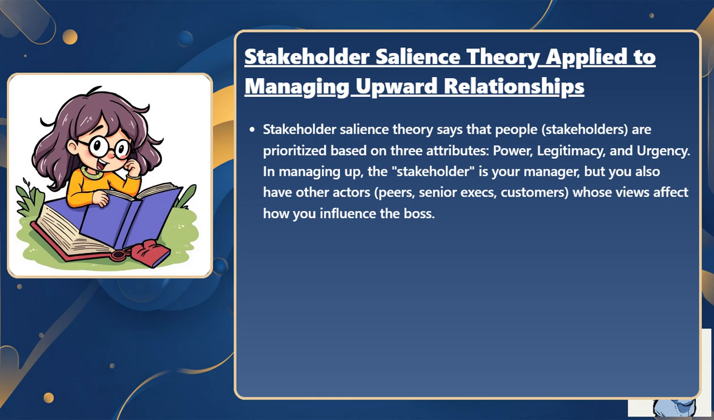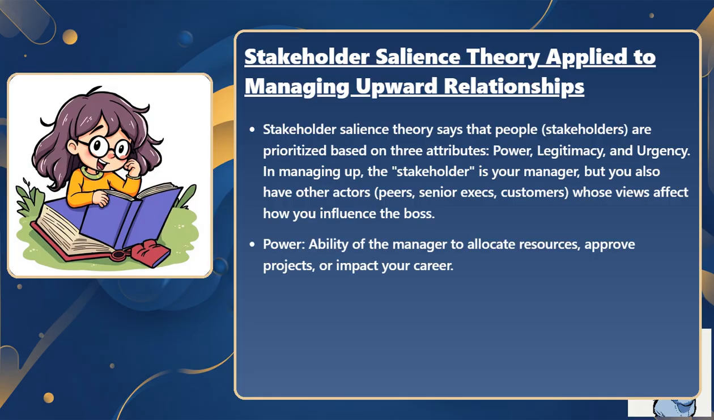Stakeholder salience theory says that stakeholders are prioritized based on 3 attributes: power, legitimacy, and urgency. In managing up, the stakeholder is your manager, but you also have other actors, peers, senior executives, customers, whose views affect how you influence the boss.